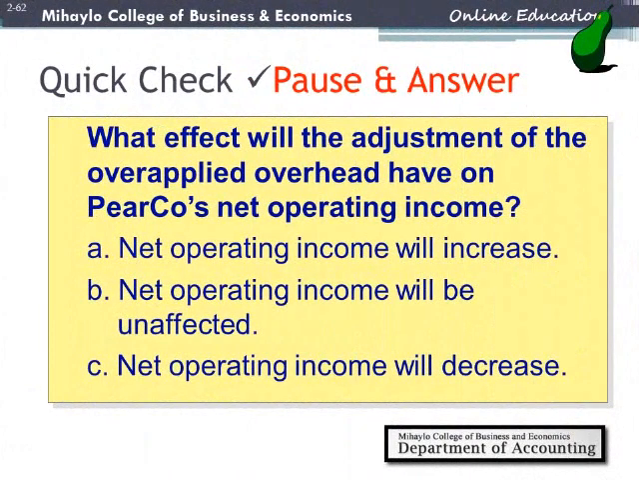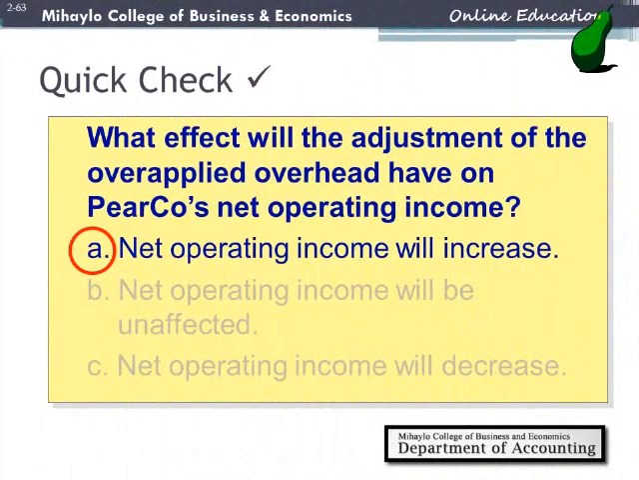What effect will the adjustment of the overapplied overhead have on Perco's net operating income? How did you do? Net operating income will increase. This is because cost of goods sold was reduced for the overapplied overhead, which results in an increase in gross profit and thus an increase in net operating income.